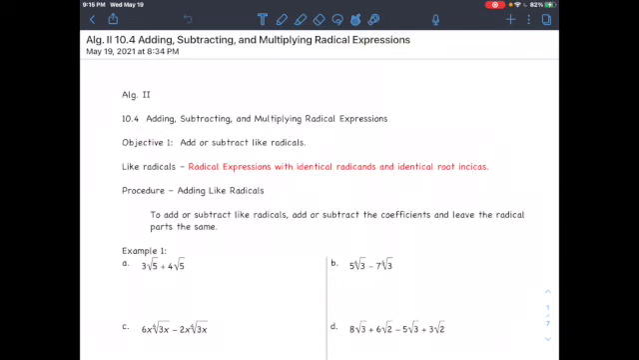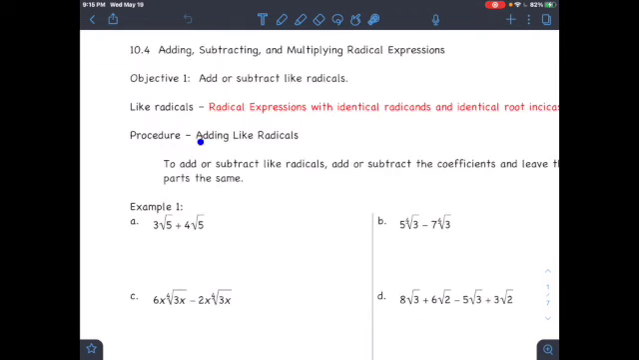Hi everyone, today's topic is adding, subtracting, and multiplying radical expressions. Objective number 1, adding and subtracting like radicals. Like radicals are radical expressions with identical radicands and identical roots.